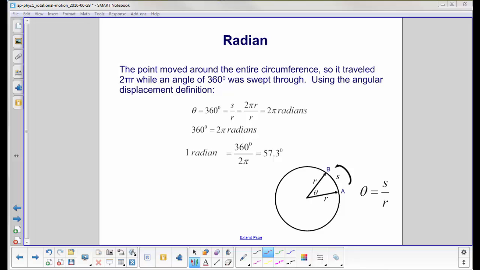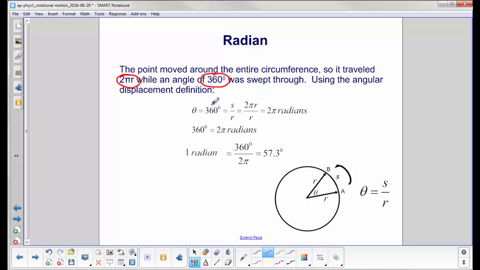The point moved around the entire circumference. So I'm pretty sure by this point you guys all know the circumference of a circle. 2 pi r, right? So it traveled a linear distance of 2 pi r, and we swept through 360 degrees of angle. So we're going to use our angular displacement definition. Theta is equal to 360 degrees, or it's equivalent to it, right? Because we are defining theta as a radian. It equals S over R. S is 2 pi r divided by r, and we get 2 pi radians.